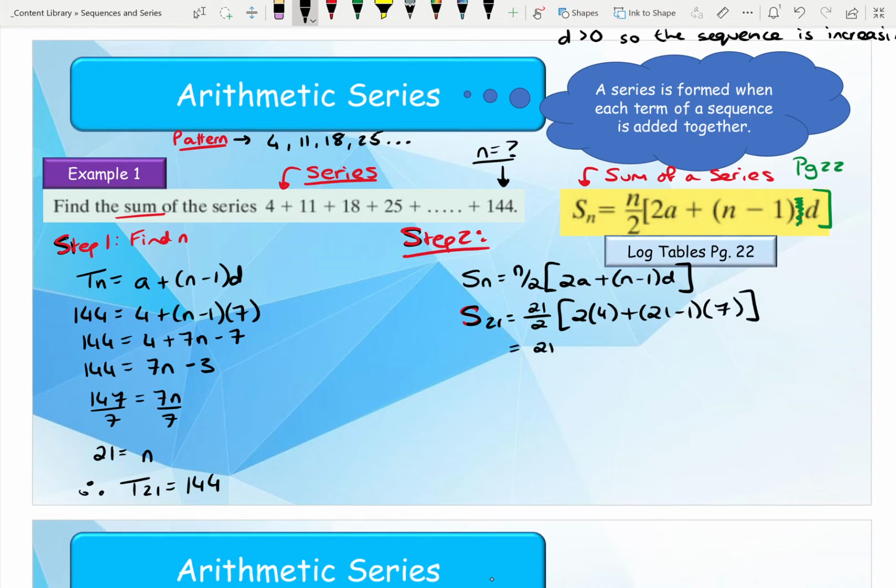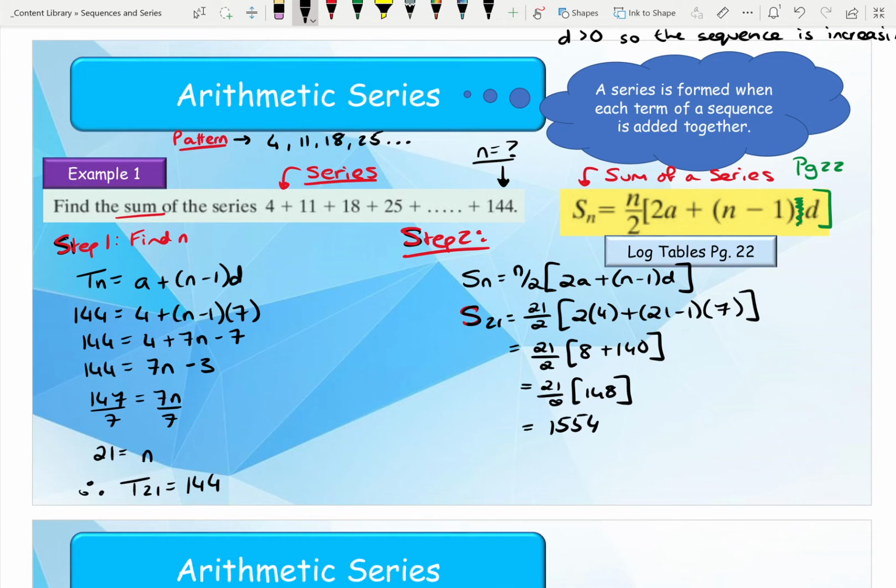Now, I'm going to go through this where we have 2 by 4 is 8, 21 minus 1 is 20, and 20 by 7 is 140. So then I get 21 over 2 by 148, which I'm going to put into my calculator here, because again, I like to show my workings where I can. So 21 over 2 by 148 gives me 1554. So all of the first 21 terms added together gives me 1554.